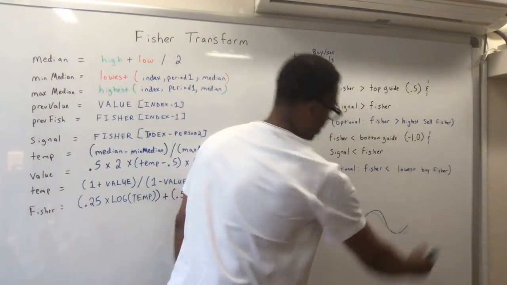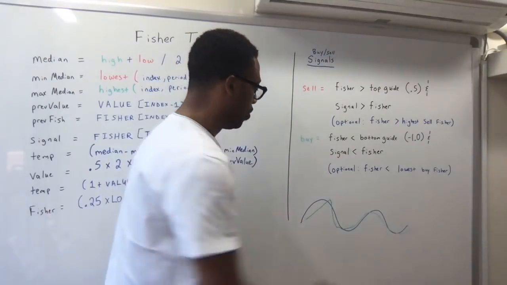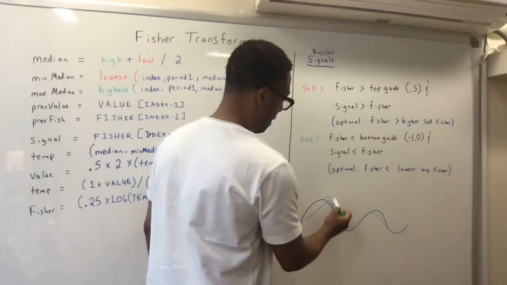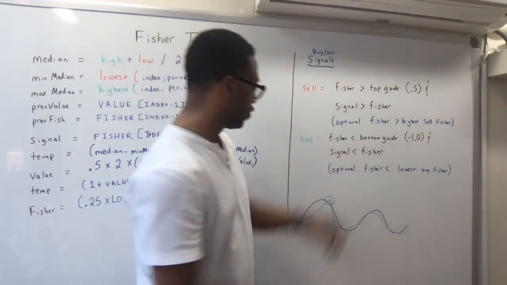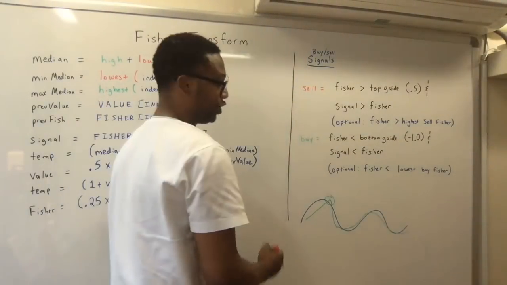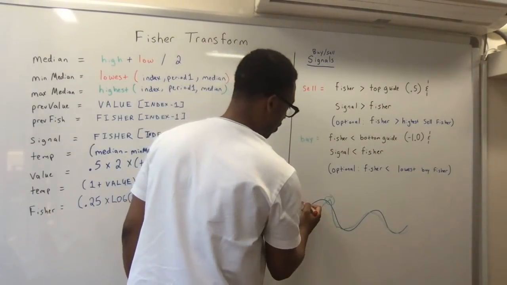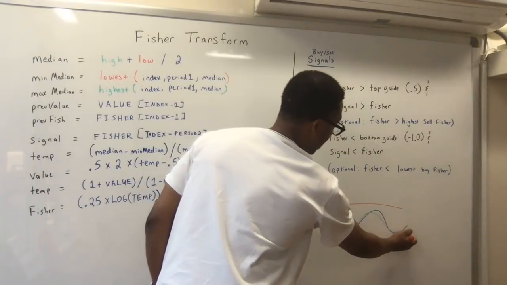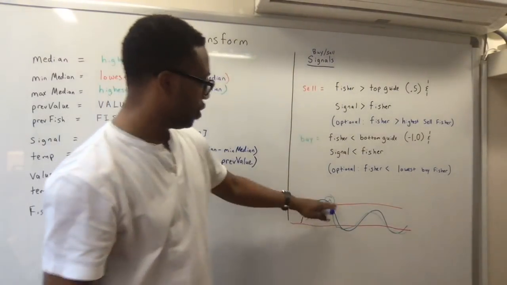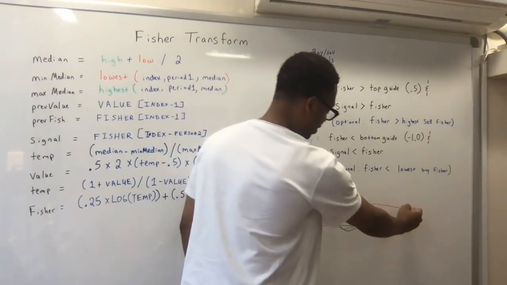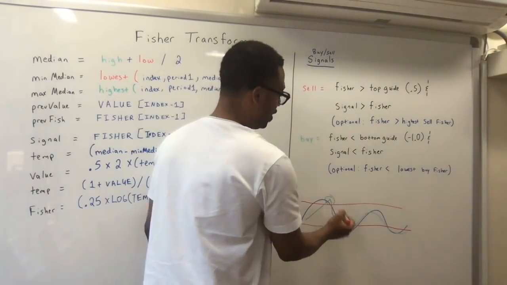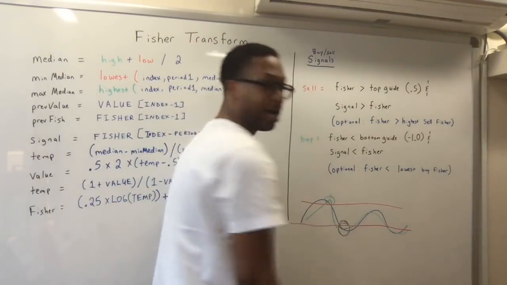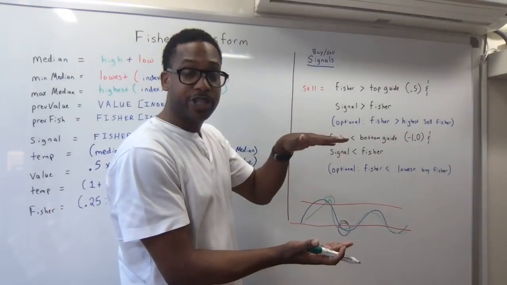And it goes like that. They kind of go in tandem. But when you have these crosses, when the signal is greater than the Fisher, so boom here, and it's over your top guide. So you'll have guides like this. You'll have a top guide, which is usually 0.5, and then you'll have a low guide, which is usually like -1. So basically when you go above this guide and you have a cross, this is a sell, and when you're here, this is a buy. You look for things that go outside the bounds of your guides.